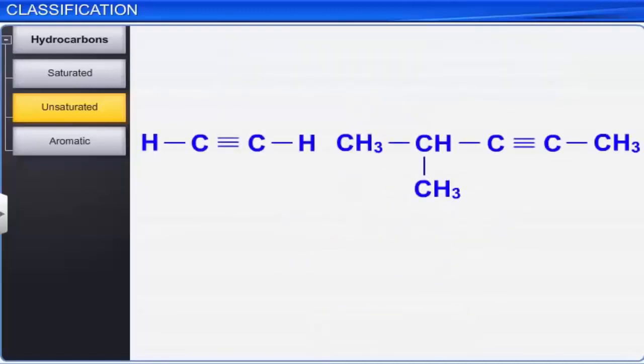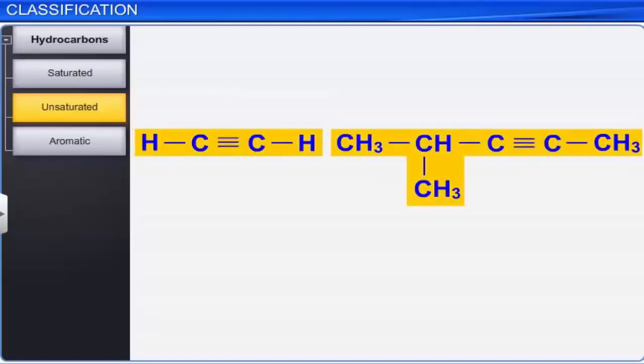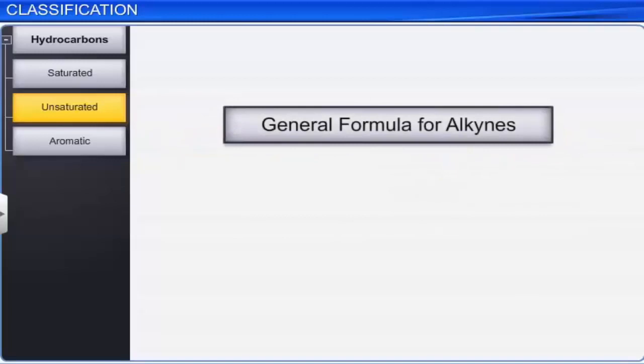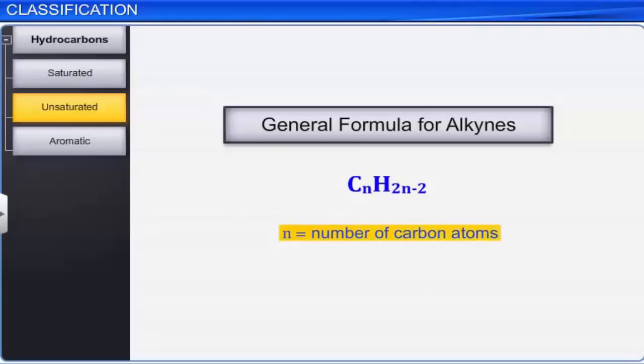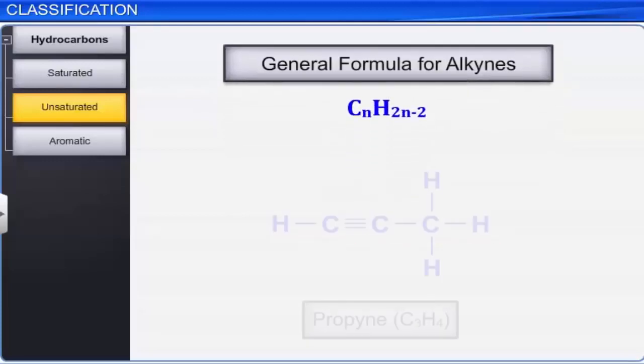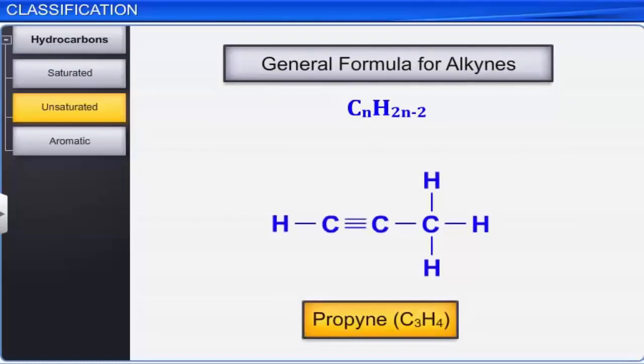Unsaturated, open chain or acyclic hydrocarbons in which carbon atoms are linked by straight or branched chains containing at least one carbon-to-carbon triple bond are called alkynes. The general formula for alkynes is CnH2n-2, where n is the number of carbon atoms. For example, propyne.